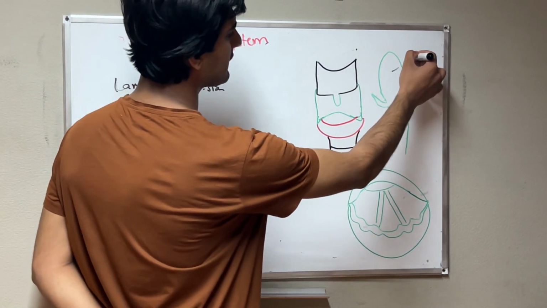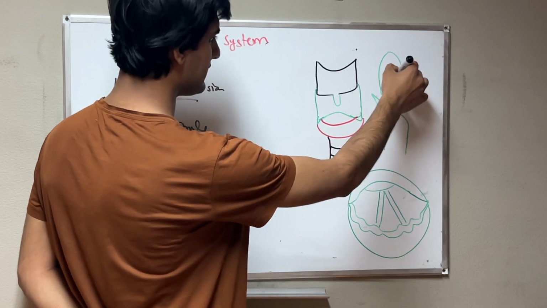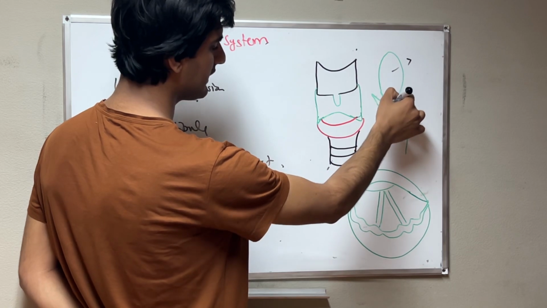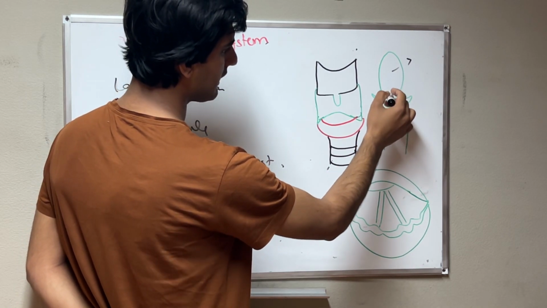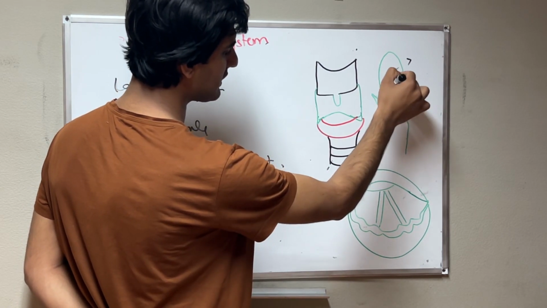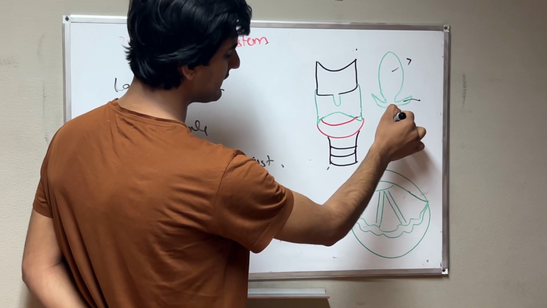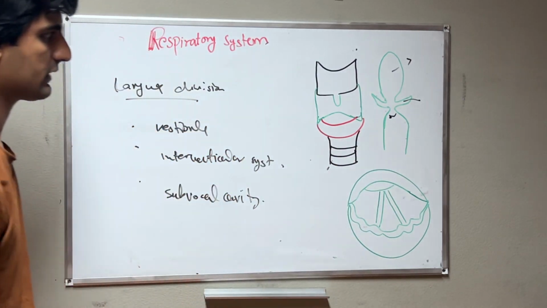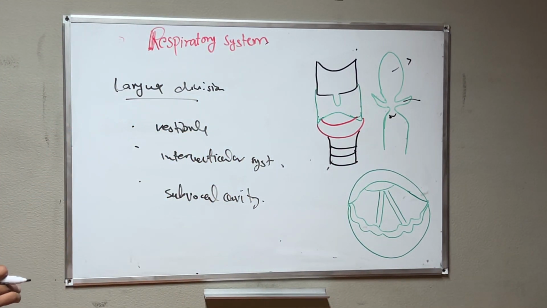This is the epiglottis, and from inside, this is the vestibular, where we have the vestibular folds and the vocal fold. This is the vestibular fold, this is the vestibular part, here we have the interventricular system, and this is the subvocal cavity. This is according to Sapin.